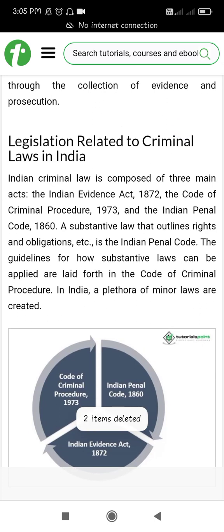Legislation related to criminal laws in India. Indian criminal law is composed of three main acts: the Indian Evidence Act 1872, the Code of Criminal Procedure 1973, and the Indian Penal Code 1860. A substantive law that outlines rights and obligations is the Indian Penal Code. The guidelines for how substantive laws can be applied are laid forth in the Code of Criminal Procedure. In India, a plethora of minor laws are also created.